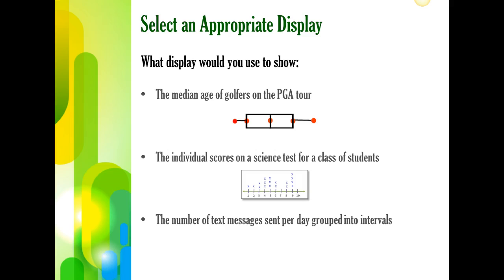And finally, to show the number of text messages sent per day grouped into intervals. Even though this says per day and that implies it's over time, that's really not what we're looking for. We're looking for the number of text messages grouped into intervals. Since the data is grouped into intervals, that tells us that the most appropriate display is a histogram.